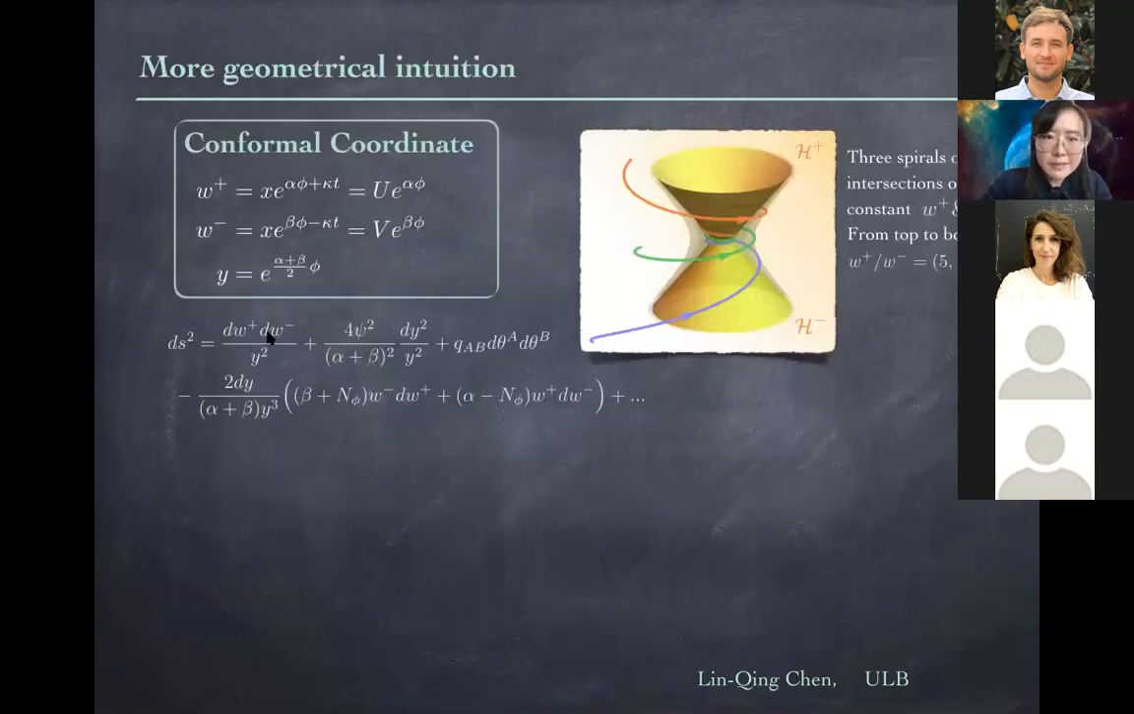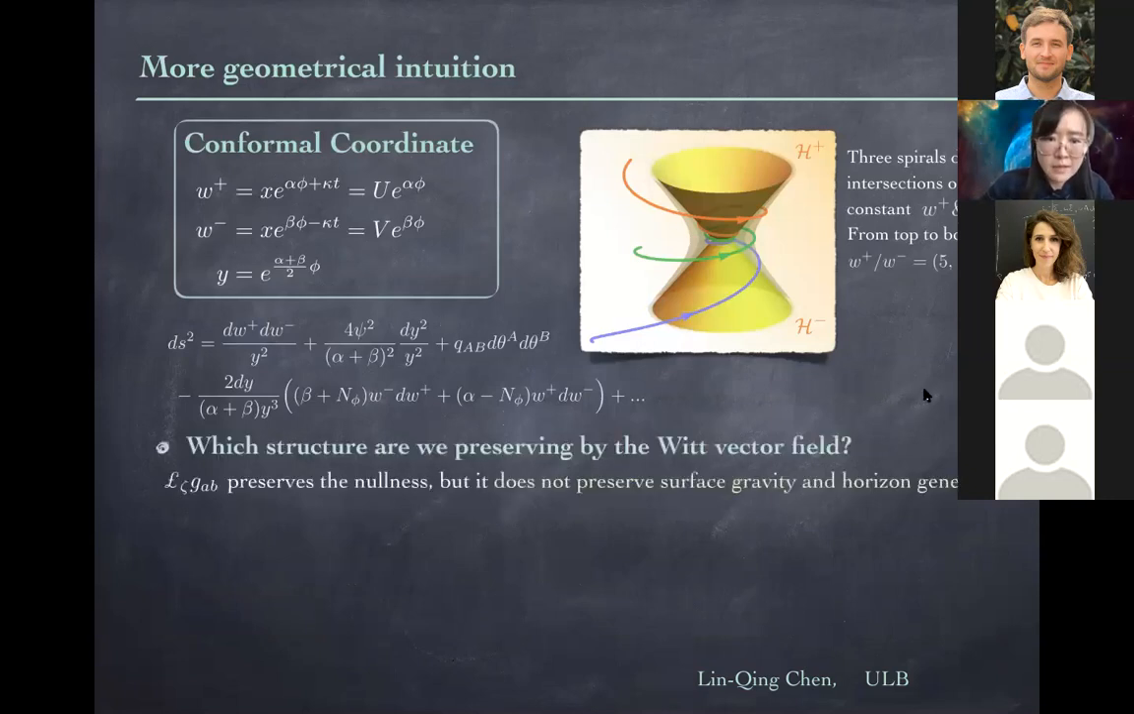So I want to comment a bit more to get some more geometrical intuition. The first question is, which structure is this vector field preserving? This is a different logic from how we usually study asymptotic symmetry, where we define the structure we preserve and solve for the vector field. But here, in our investigation, we directly use the Brown-Henneaux vector field. Then why it works so well, we come back to understand later.